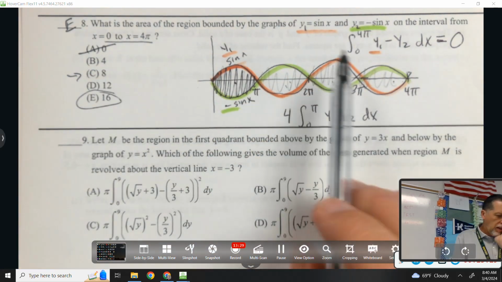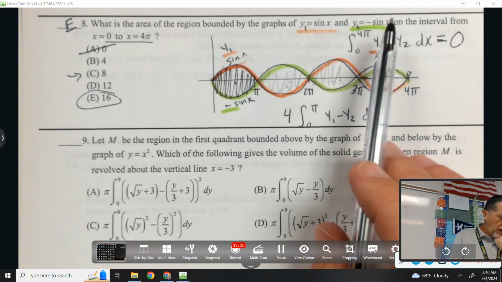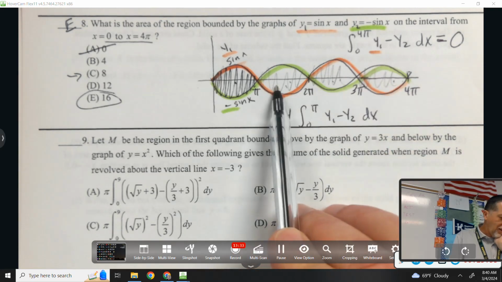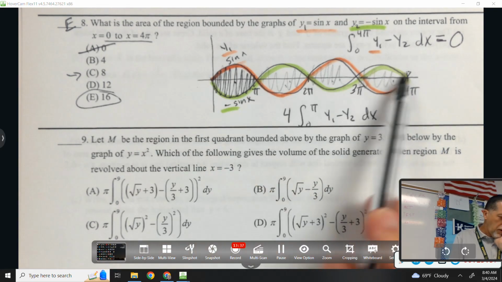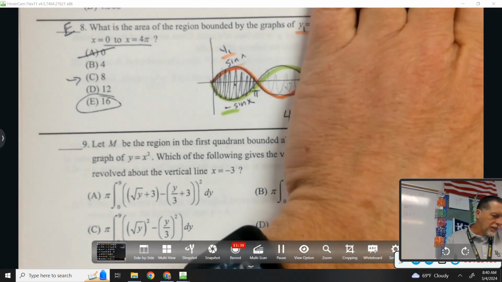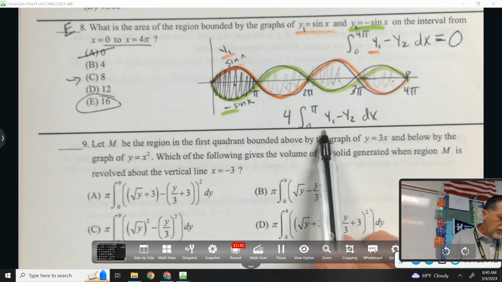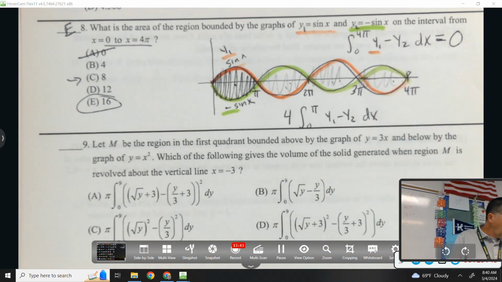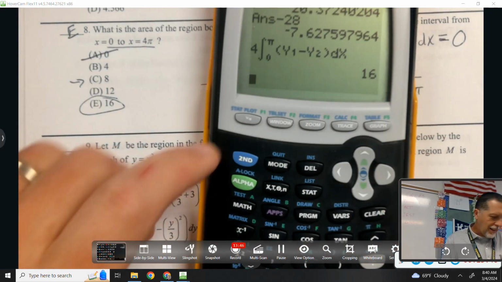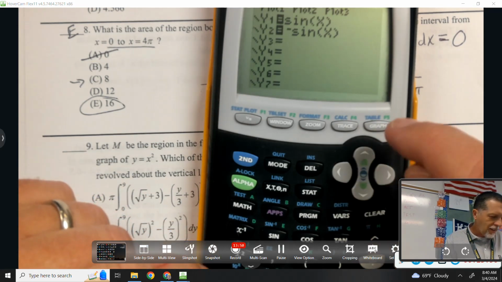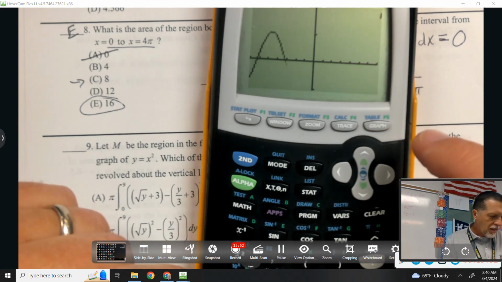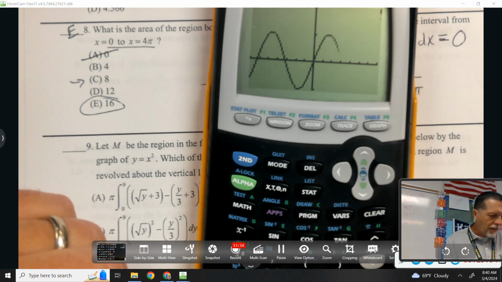Let's see. Sine of x and negative sine of x. I graphed them right on the interval 0 to 4 pi. So there's 0 to 2 pi. That's what that looks like. 0 to pi, top minus bottom. I'm liking my answer. Sine of x, negative sine of x. I graphed those, to remind myself that I graphed it correctly.